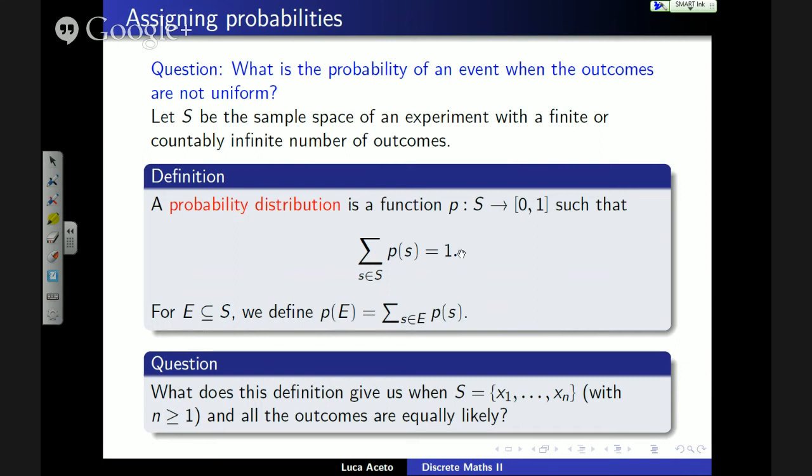Now, when is such a function a probability distribution? Well, it is a probability distribution if you sum up the probability of all of the possible outcomes, it should be 1. Exactly like you had before. The probability of the set of all outcomes is 1. The probability that when you throw a die you get 1 or 2 or 3 or 4 or 5 or 6 is 1, because you cannot get anything else. You're bound to get exactly one of those.